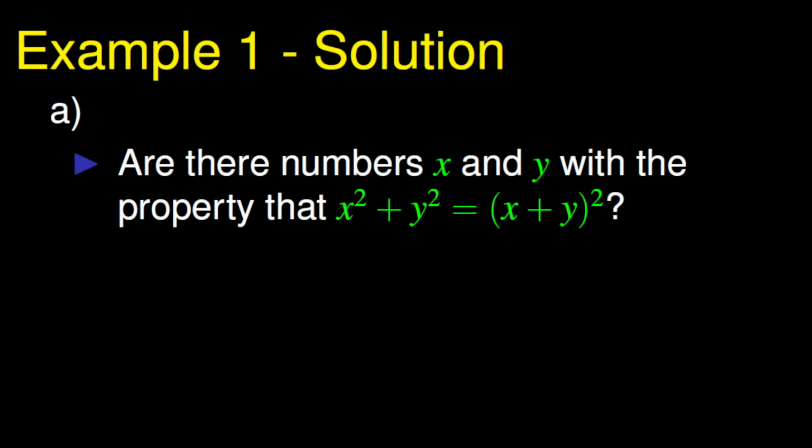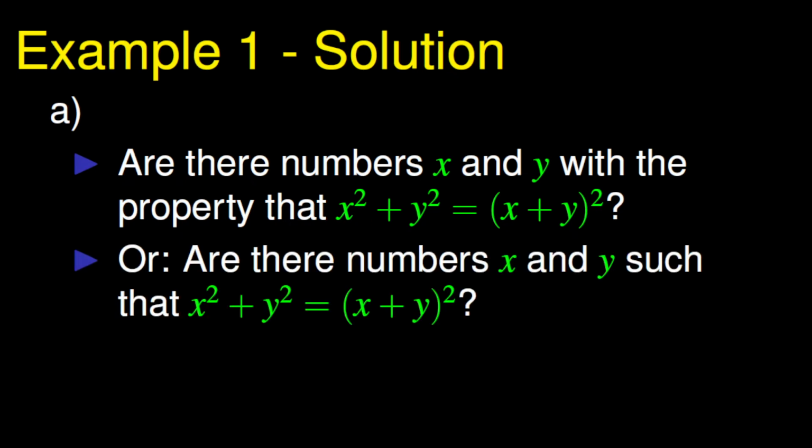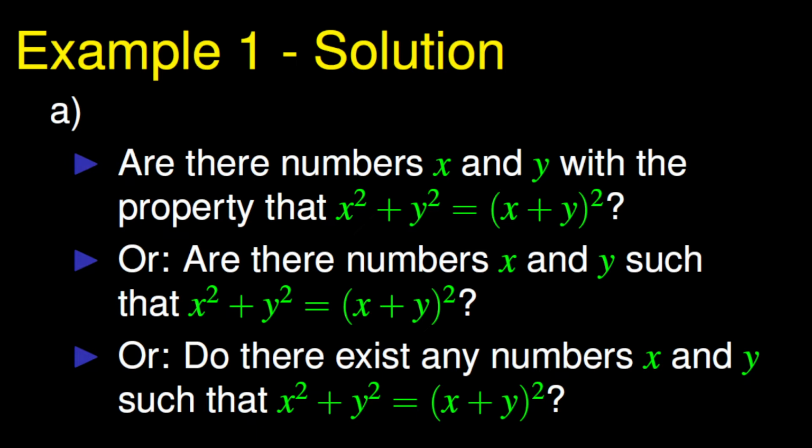The first thing we can do is to introduce two variables x and y. Then we can rewrite the sentence as follows: are there numbers x and y with the property that x squared plus y squared equals the quantity x plus y squared? Or alternatively, are there numbers x and y such that x squared plus y squared equals the quantity x plus y squared? We may also rewrite it as: do there exist any numbers x and y such that x squared plus y squared equals the quantity x plus y squared?